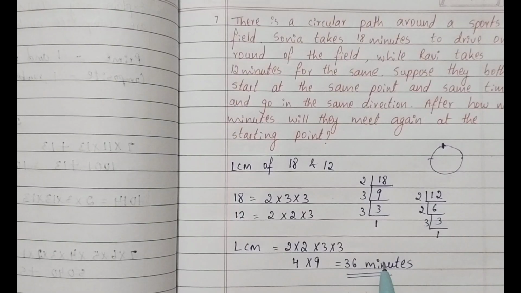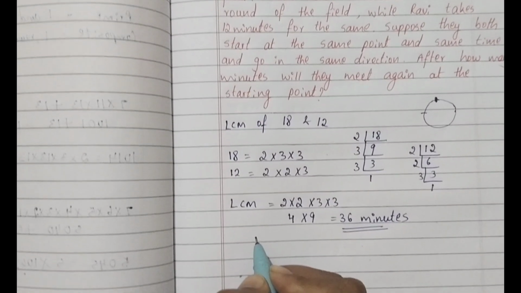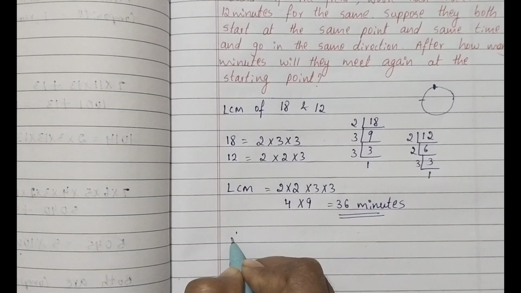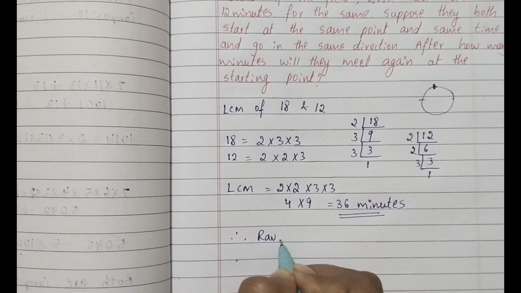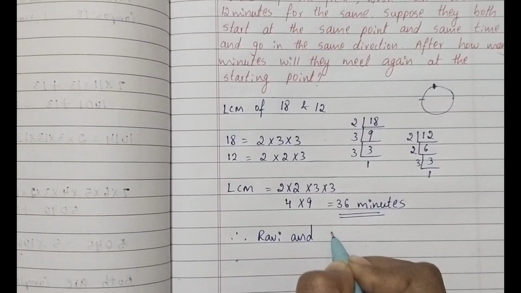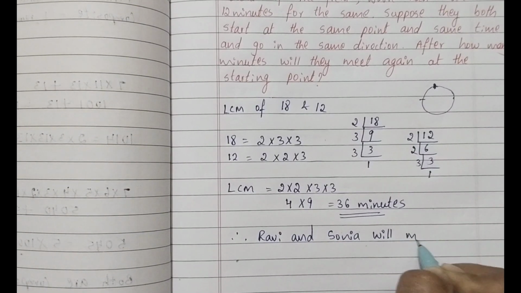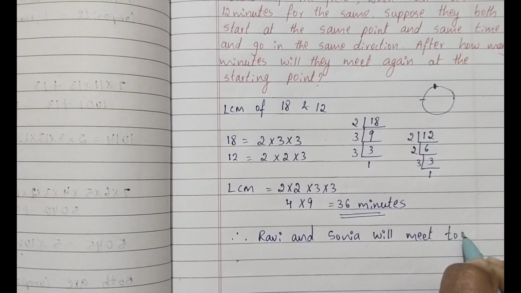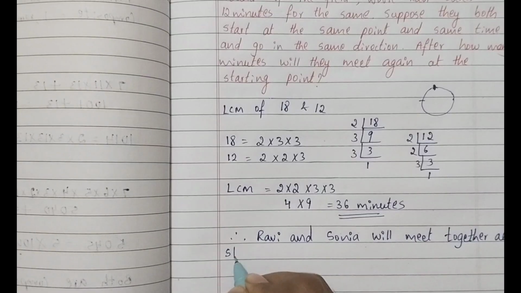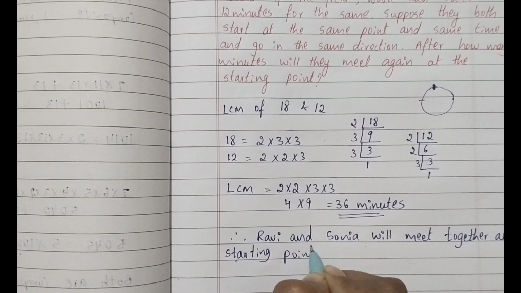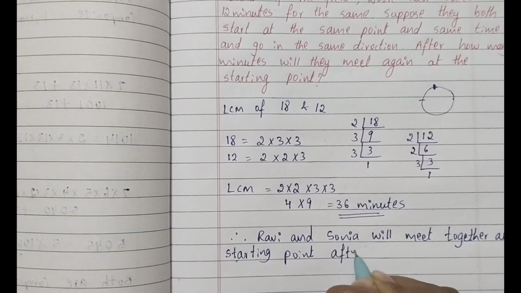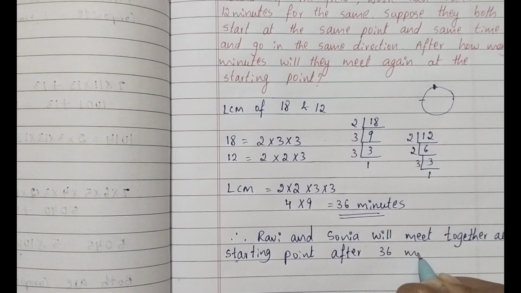So the conclusion of this question is, therefore, Ravi and Sonia will meet together at the starting point after 36 minutes.